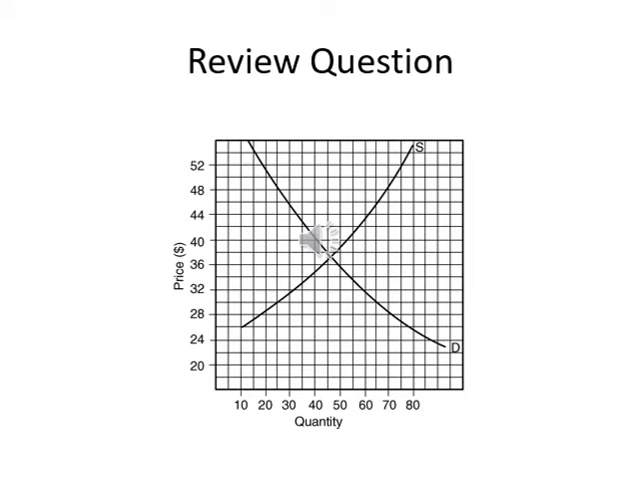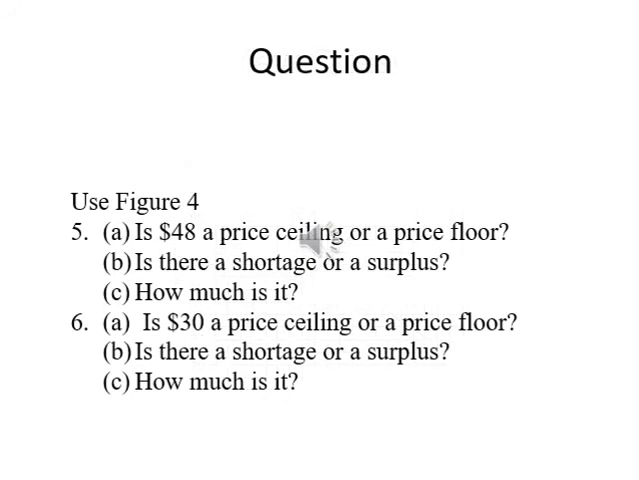Review questions. Look at the demand and supply curve of a good. Use Figure 4. 5. A. Is $48 a price ceiling or a price floor? B. Is there a shortage or a surplus? C. How much is it? 6. A. Is $30 a price ceiling or a price floor? B. Is there a shortage or a surplus? C. How much is it?